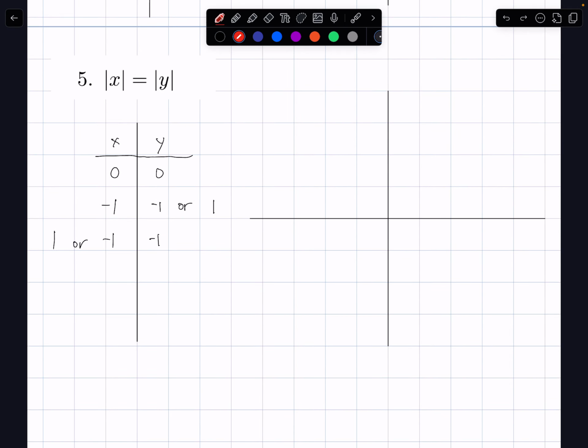Well, let's start. First of all, 0, 0 is easy. But here's some ones that work, right? If x is -1, y could also be -1. That's the point. But if x is -1, y could also be +1. Oops. So that's another point. Okay, but if x is +1, well, y could be -1, or y could also be +1. Right? And this kind of idea would work for other values too.